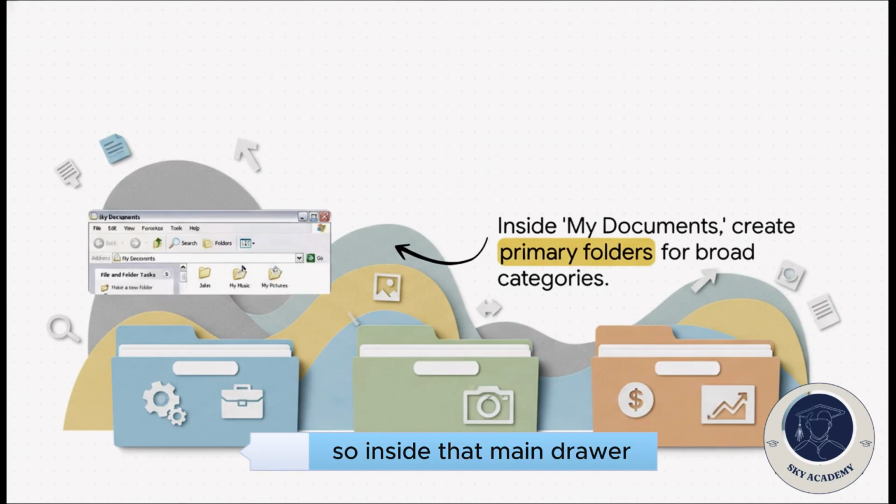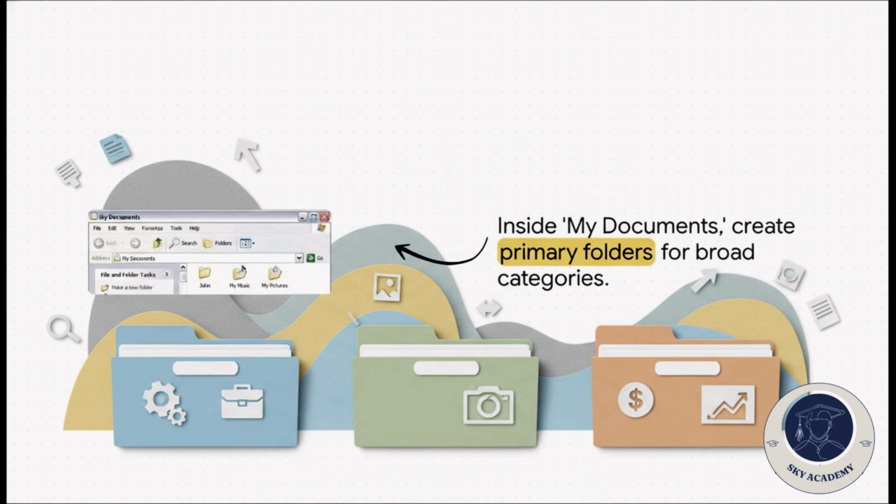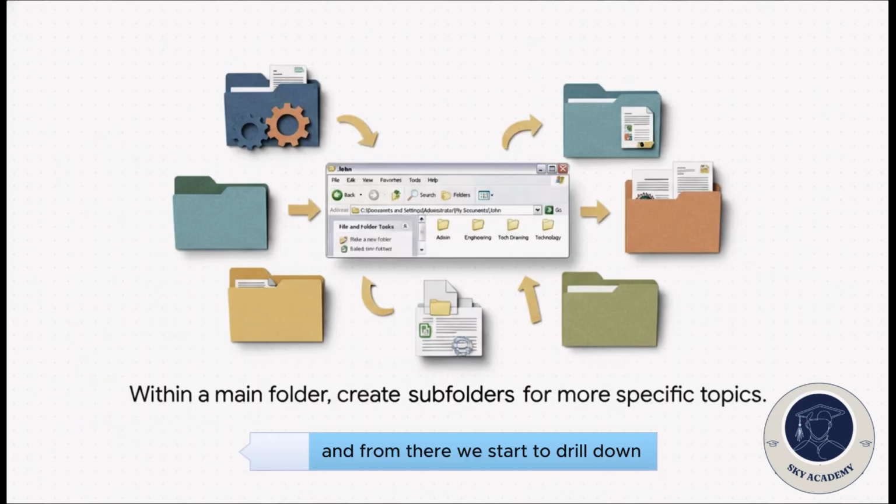So inside that main drawer, you start creating your primary folders. These are for the big, broad categories of your life. You might have one for work, another for personal photos, maybe one for finances. It's just like those big hanging folders you'd see in a real cabinet. And from there, we start to drill down. Let's say we go inside that work folder. Here, you can create subfolders for all your different projects, or maybe different clients. See? Now we're getting more specific and making things way easier to find.